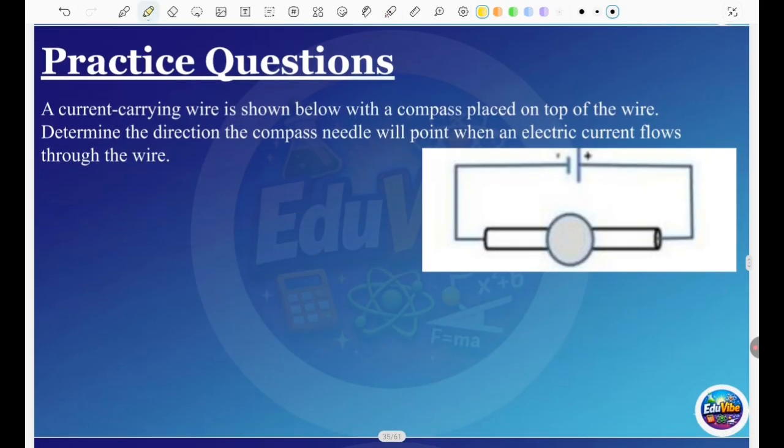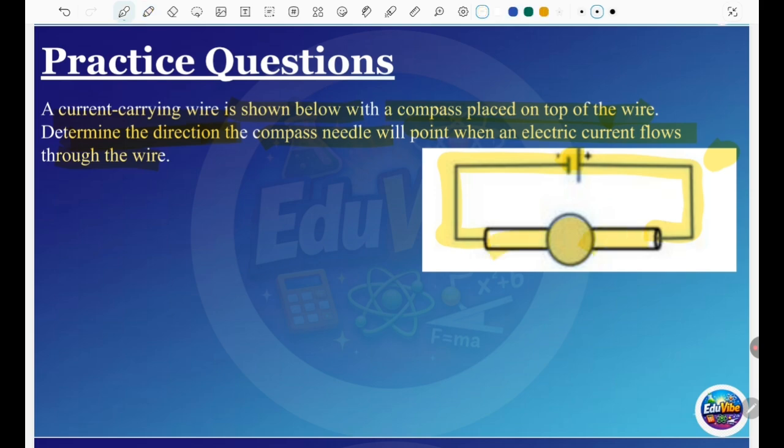We have this question. It says the current carrying wire is shown below with the compass placed on top of the wire. Determine the direction the compass needle will point when electric current flows through the wire. So there is a current carrying wire, which has the battery involved in this, and we have a compass on top of the wire. Determine the direction of the magnetic field.